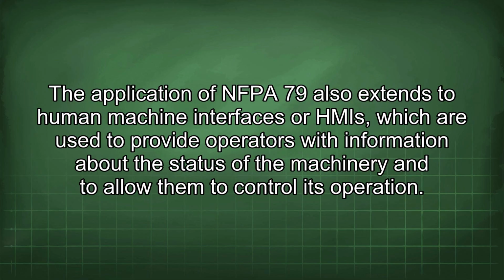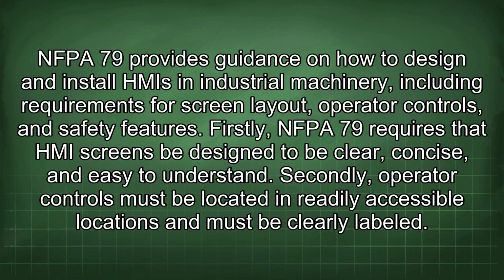The application of NFPA 79 also extends to human-machine interfaces, or HMIs, which are used to provide operators with information about the status of the machinery and to allow them to control its operation. NFPA 79 provides guidance on how to design and install HMIs in industrial machinery, including requirements for screen layout, operator controls, and safety features. Firstly, NFPA 79 requires that HMI screens be designed to be clear, concise, and easy to understand. Secondly, operator controls must be located in readily accessible locations and must be clearly labeled.